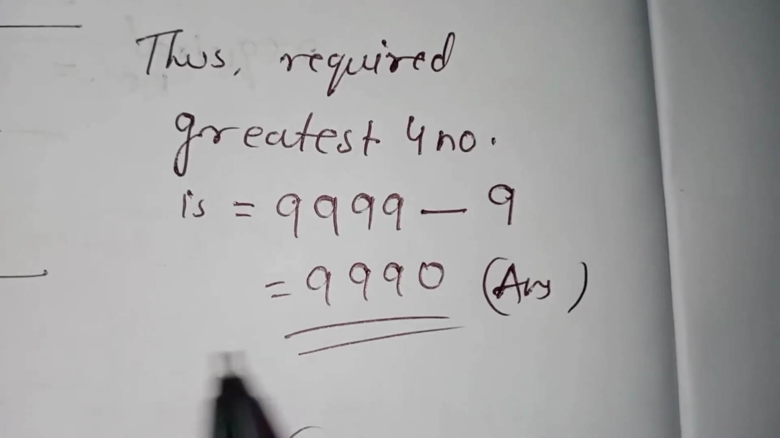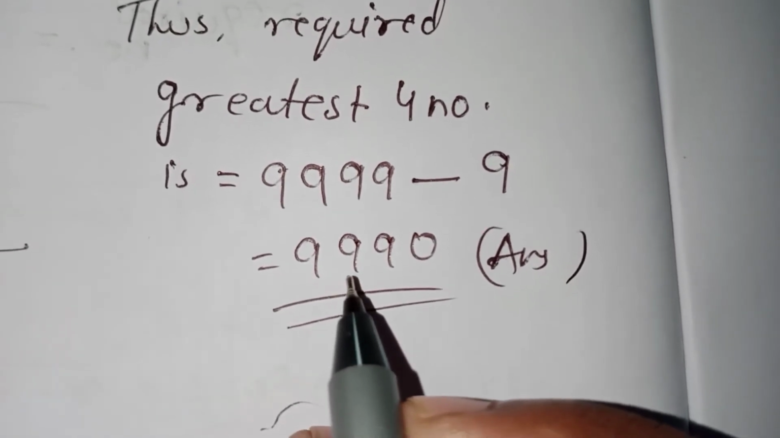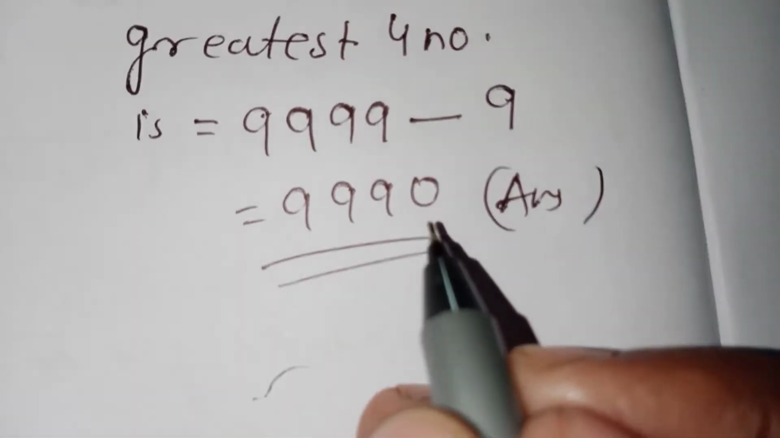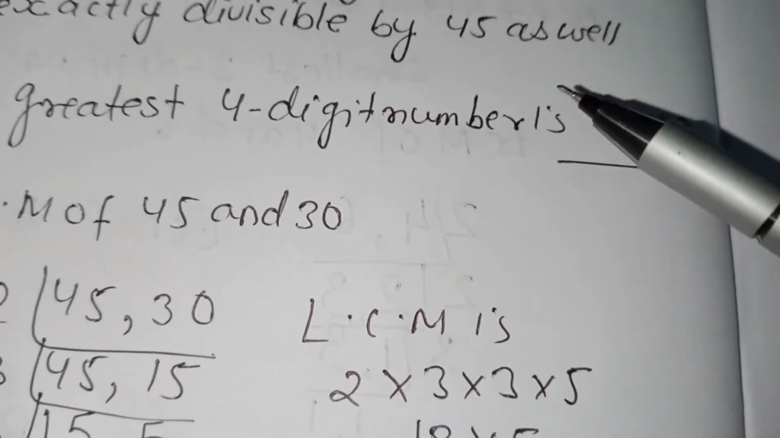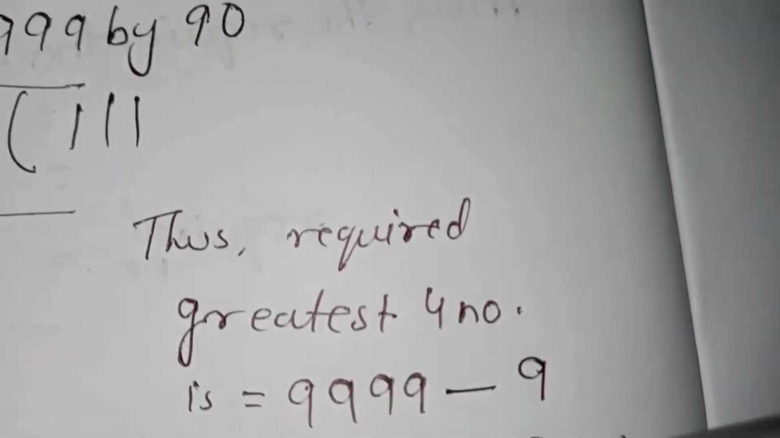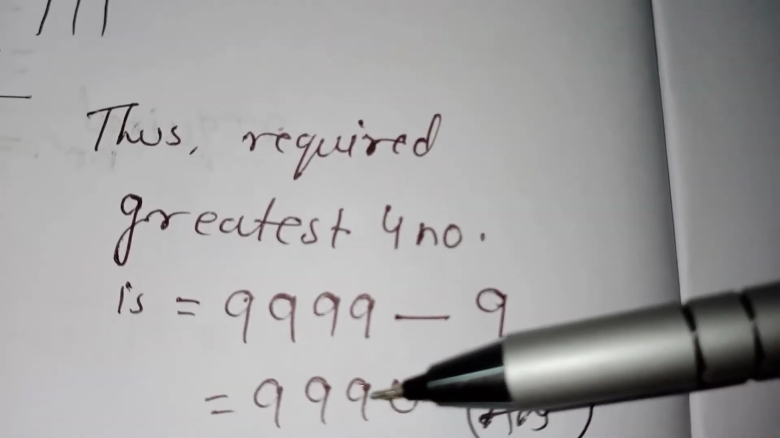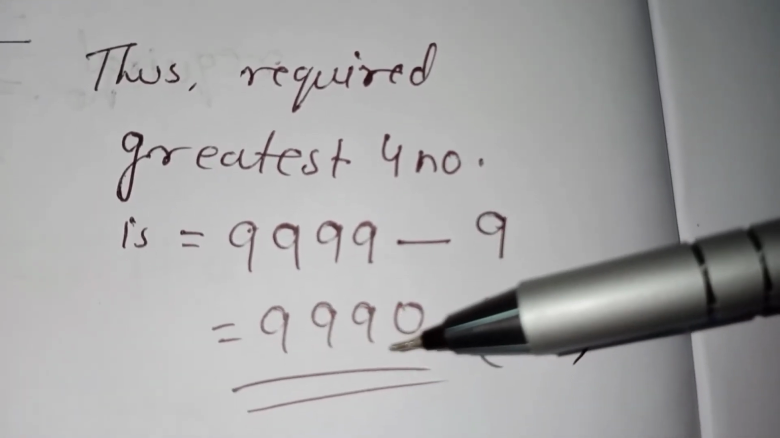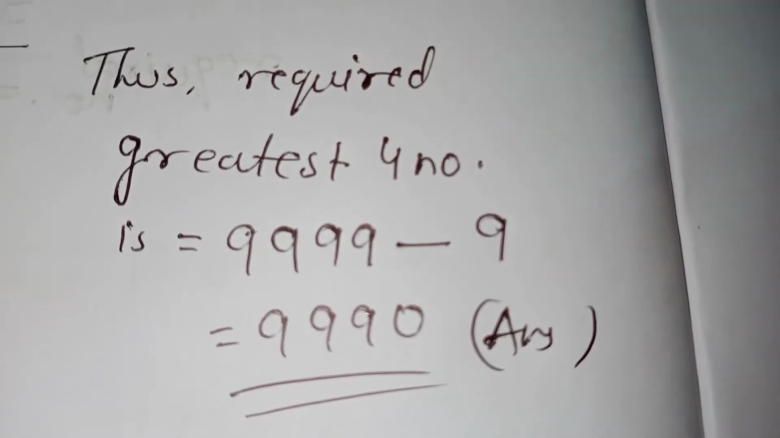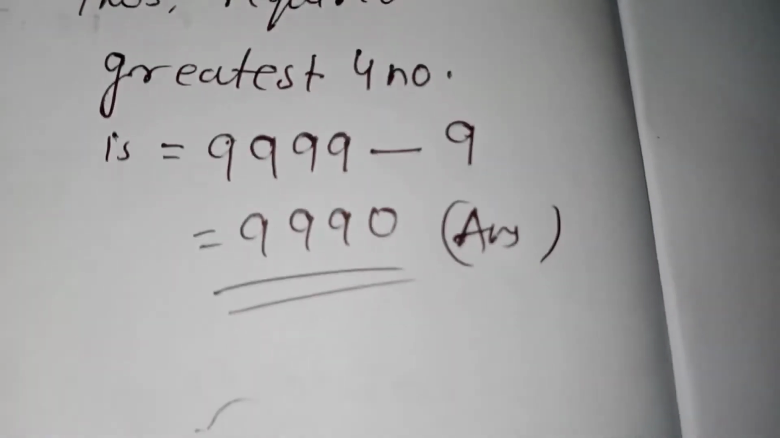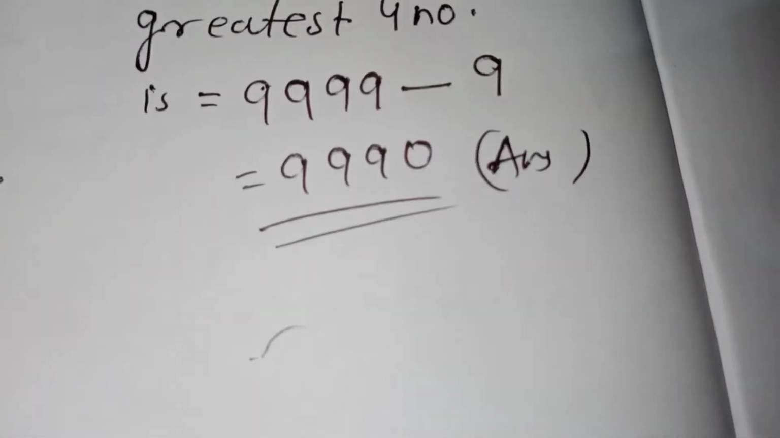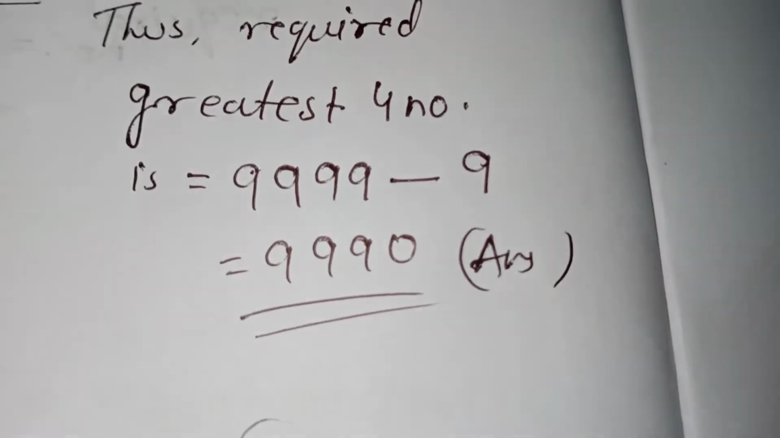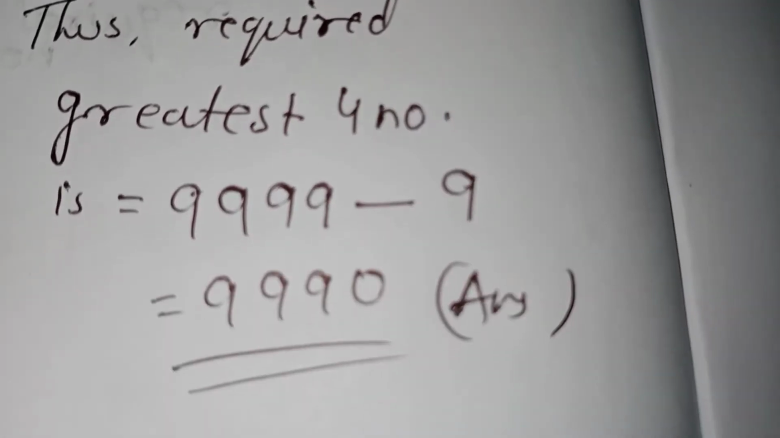So this 9990 will be exactly divisible when it is divided by 45 and 30, without leaving any remainder. In the greatest one you have to find the LCM and just subtract the remainder. But in the smallest one you have to even add the LCM. Okay, now let us do the next question.